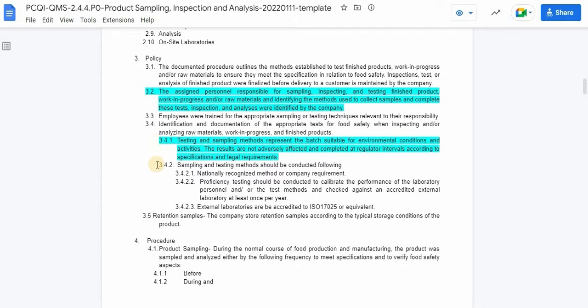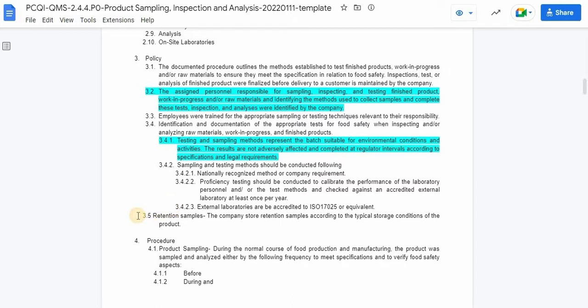Sampling and testing methods should be conducted following nationally recognized methods or company requirements. Proficiency testing should be conducted to calibrate the performance of the laboratory personnel and/or the test methods and checked against an accredited external laboratory at least once per year. And external laboratories should be accredited to ISO 17025 or equivalent.